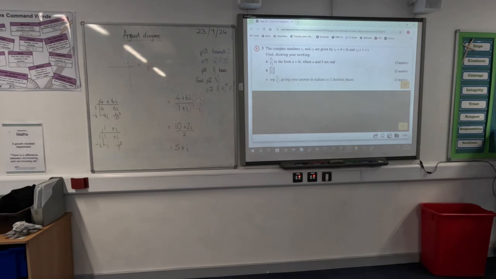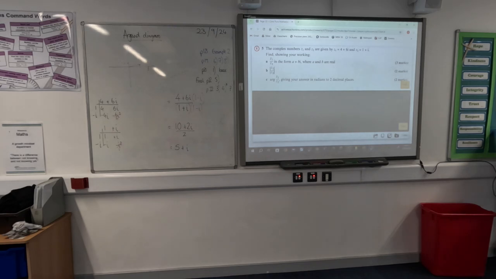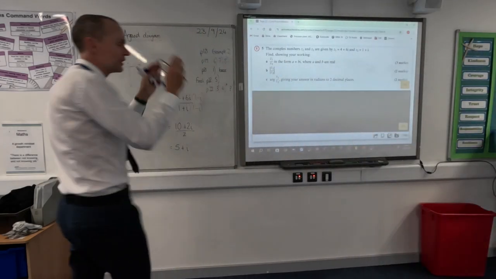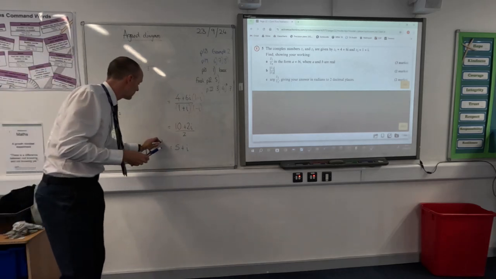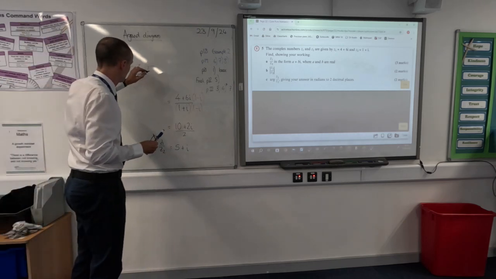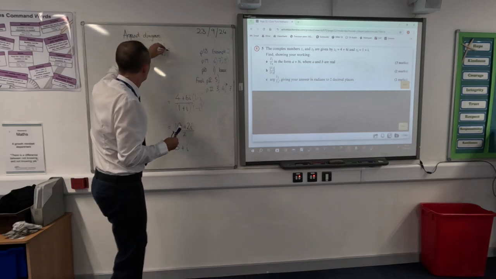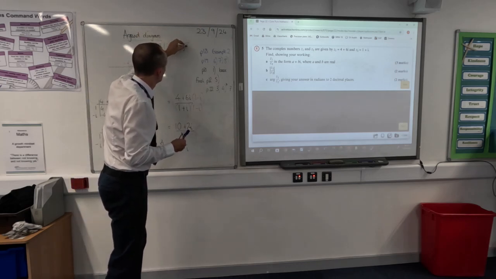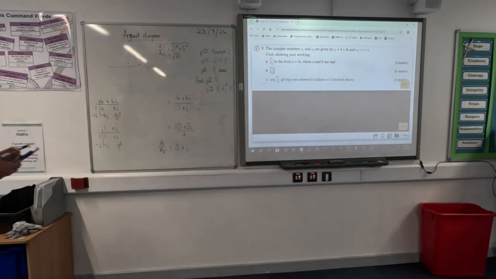So hopefully you get that. Have I done that right? I have. So this is asking for the modulus, so the length. This is Z1 over Z2, isn't it? The length, the Pythagoras, yeah, the hypotenuse.